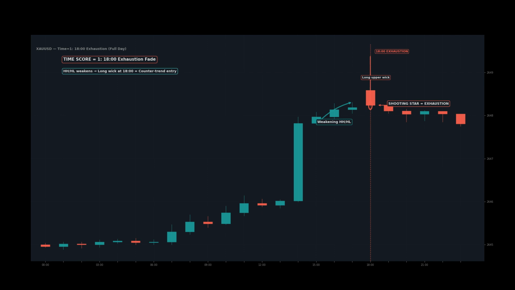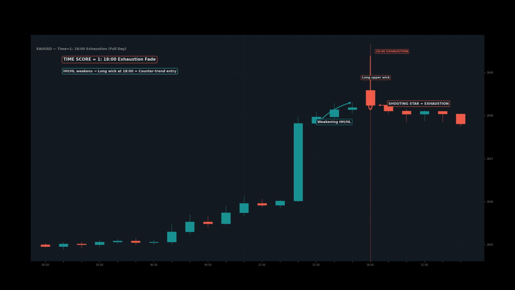That was the A+ setup. By 6 p.m., London has been closed for an hour. Only New York remains and liquidity is thinner. The 6 p.m. candle shows exhaustion, a long wick against the prevailing trend with a small body. This gate scores only 1 point because it is suboptimal for new entries.